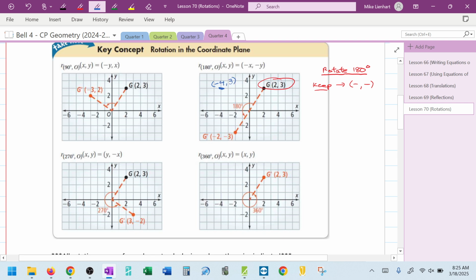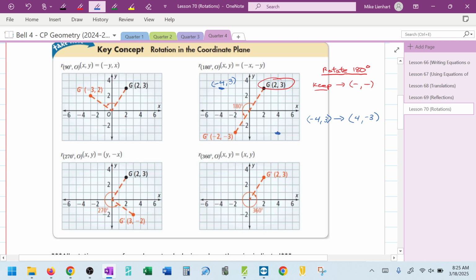If I had a point over here at -4, 3, and I wanted you to rotate 180, that means -4, 3 is going to become keep and then opposite, opposite. So the -4 becomes 4, the 3 becomes -3, and that's the new location after rotating 180.